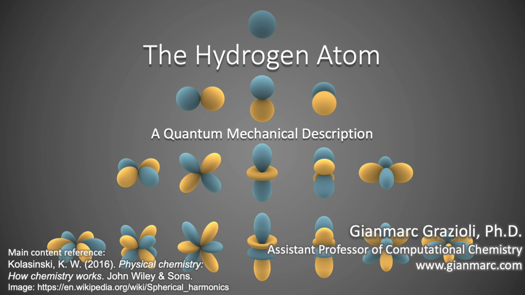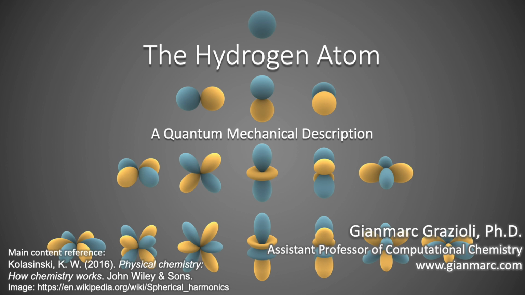We're going to be solving the Schrödinger equation for a hydrogen atom. And first I want to make note that I'm going to be drawing heavily from a really great textbook called Physical Chemistry, How Chemistry Works by Professor Kurt Koloshinsky. He's a great professor, and this is a great book.